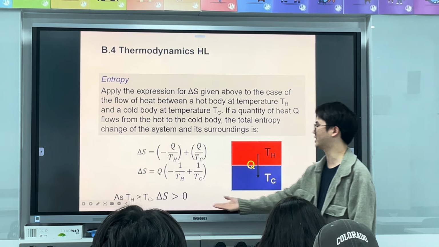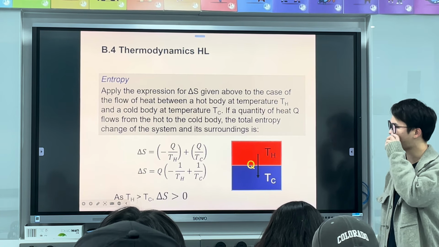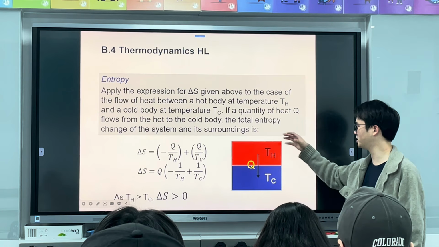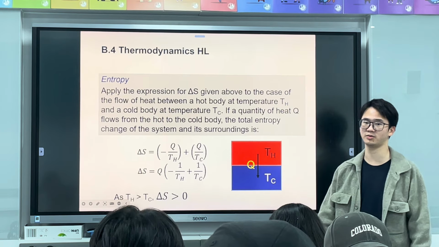So here, because T hot is greater than T cold, the overall entropy change of system hot and system cold would also increase.